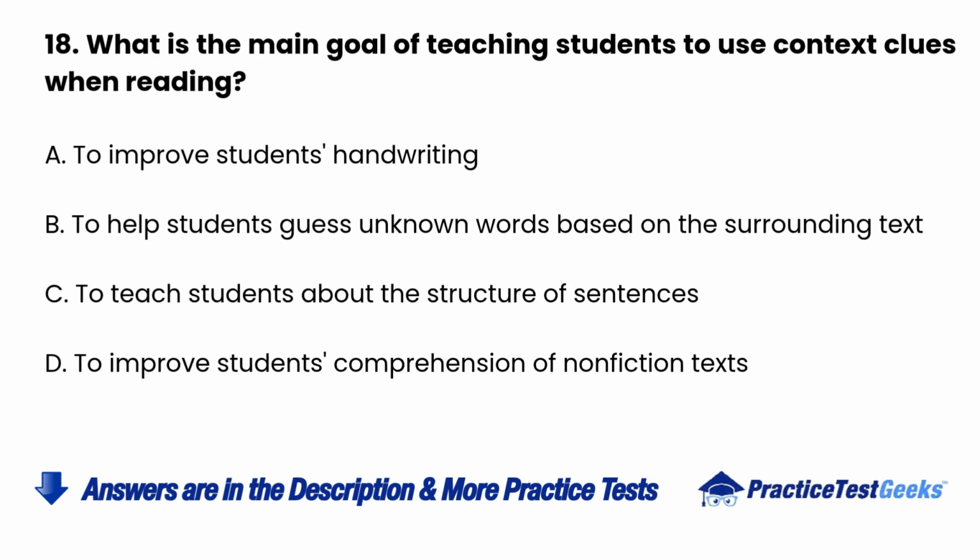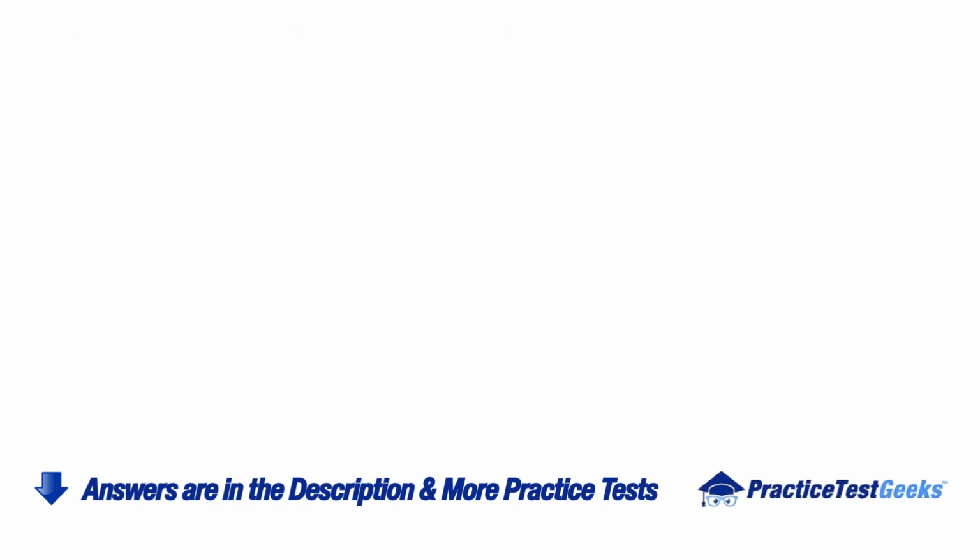18. What is the main goal of teaching students to use context clues when reading? A. To improve students' handwriting. B. To help students guess unknown words based on the surrounding text. C. To teach students about the structure of sentences. D. To improve students' comprehension of nonfiction texts.